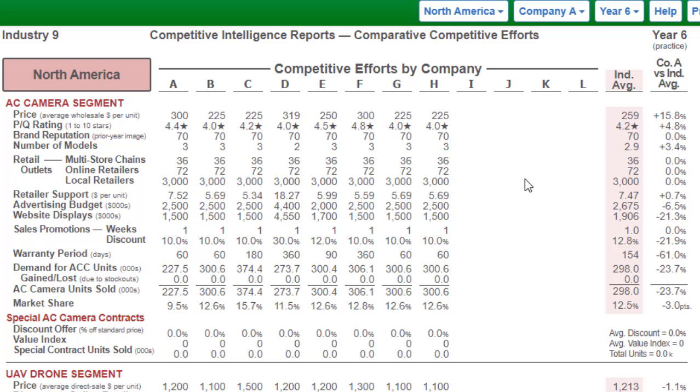When if you look down to the right-hand side, Company G is at $225 with a PQ rating of 4.0 with 3 models. I would think Company G would outsell Company D in this instance. So now keep in mind, this is just North America. This is the information you should be analyzing to try to determine if you're on the right track.